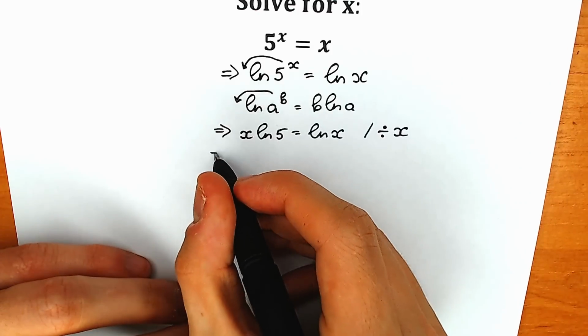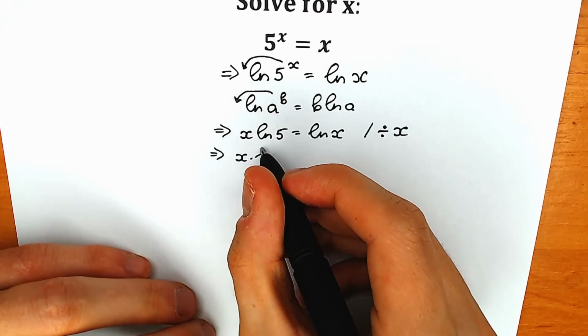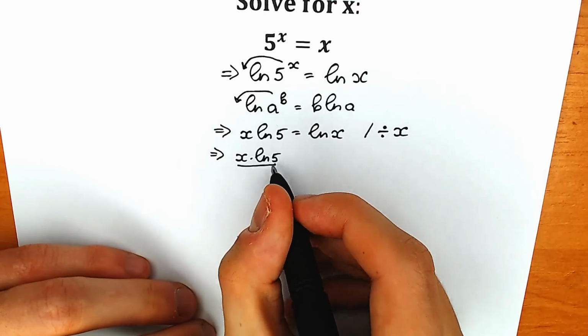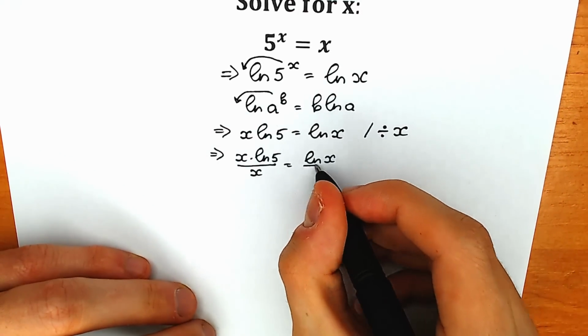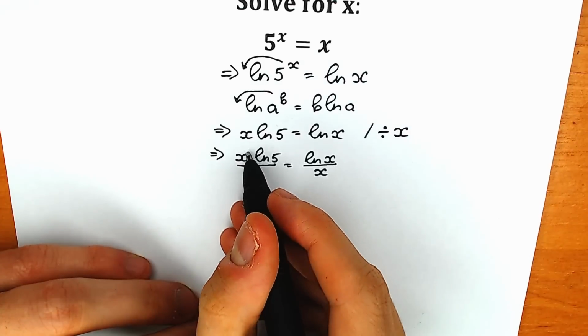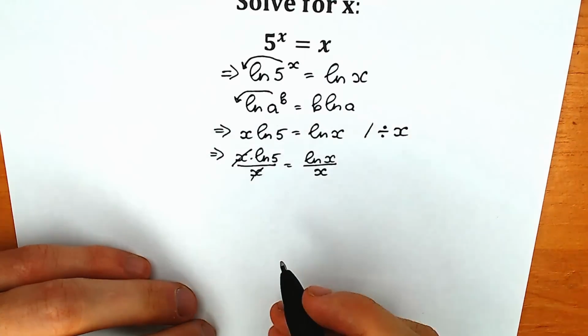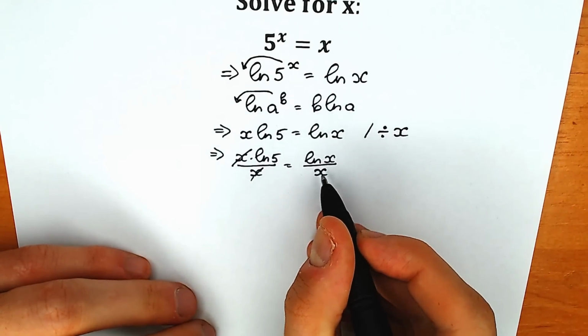As a result, what do we have? We have on the left side x times natural log 5. We're going to divide by x, equal to natural log x. We divide by x, and from here we can easily cancel this x, okay? And as a result, what do we have? Natural log 5 equals natural log x over x.